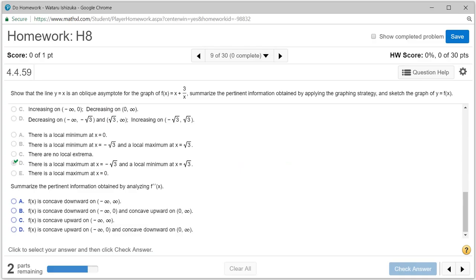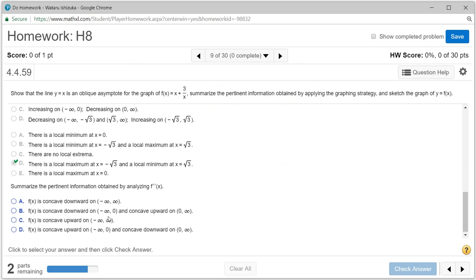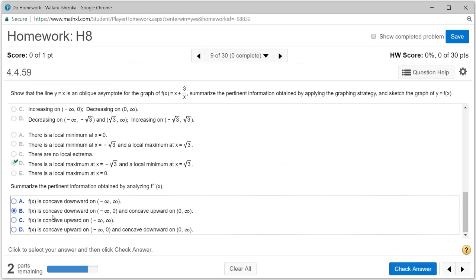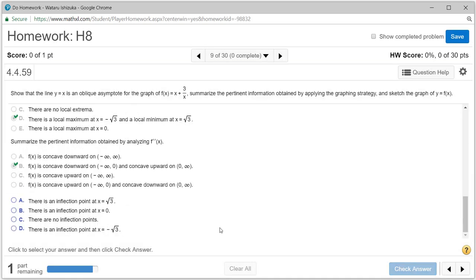All right, so let's check that. Concave downward on the negative side and concave upward on the positive side. So that's what we did, right? Concave downward, so B is the right answer. All right, let's check the answer. We got that.